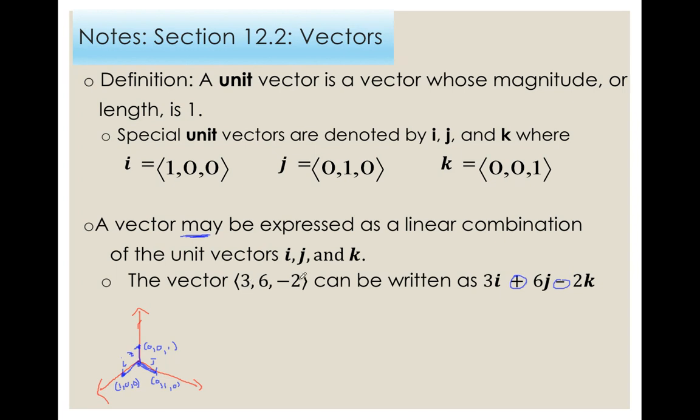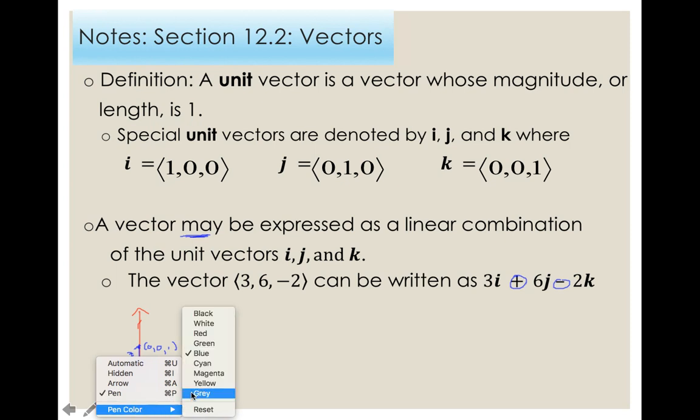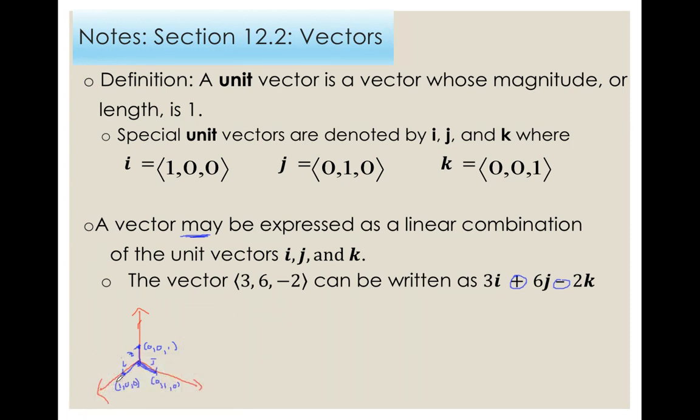So if I take this vector 3, 6, negative 2, which you can think about as going out 3 units in the i direction, or the x direction, 6 units in the y direction, and down negative 2, down through the floor where that point is. I can write this vector as a combination of 3 times the vector i, so 3 times 1, 0, 0, plus 6 times this vector, and then scalar multiply the j. So that's 3i plus 6j minus 2k.